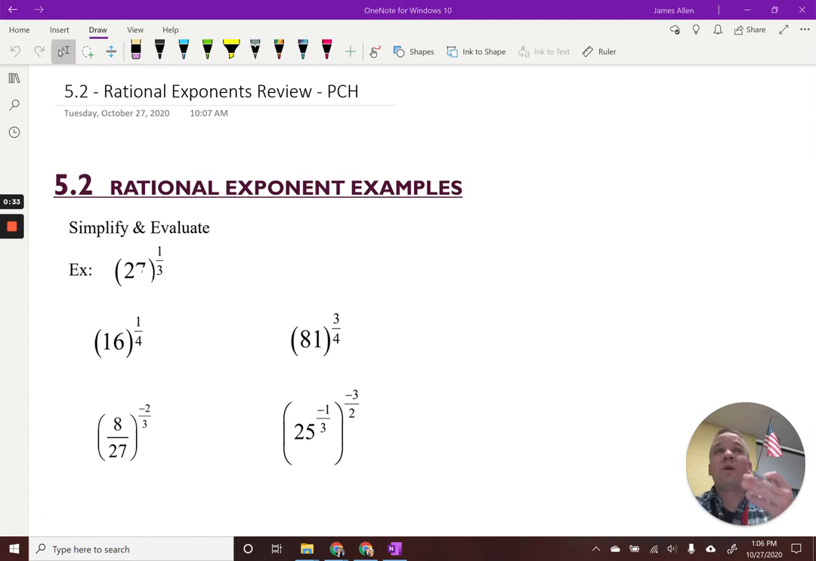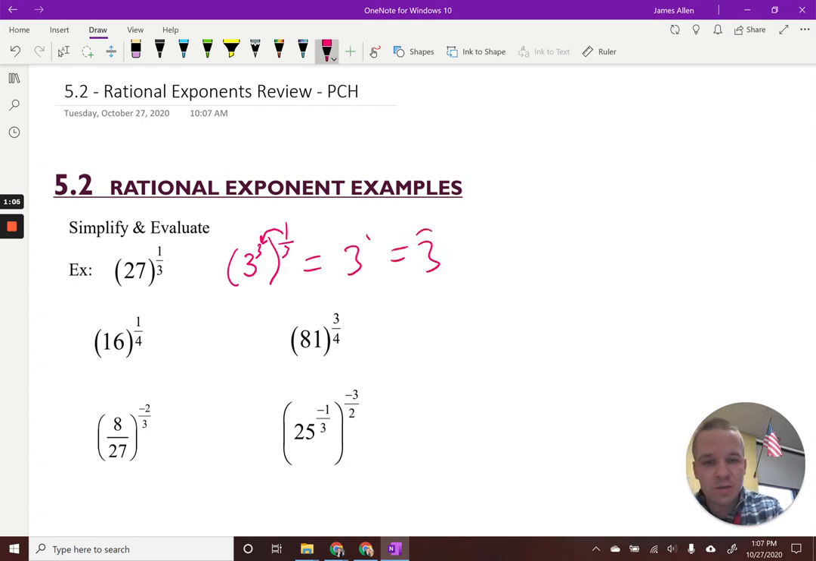Now, a way that we're going to push this in this particular review is to think about writing your 27 here as something to the 3rd power so that we can multiply our exponent in. Here's what I mean by that. I can write 27 as 3 to the 3rd raised to the 1/3. And then I can distribute this 1/3 in. What's 3 times 1/3? That's just going to be 3 to the 1st, which is just 3.